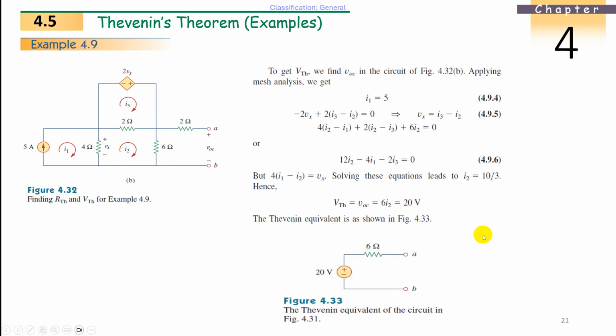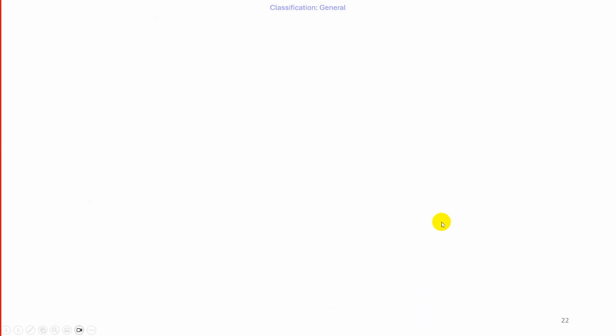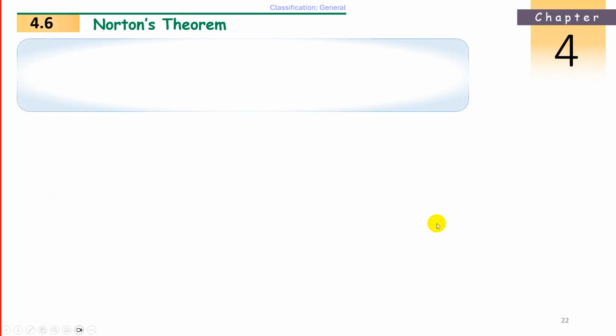Right. So this is the equivalent Thevenin's resistance and Thevenin's voltage source of the original circuit, which had one current source, a dependent voltage-controlled voltage source, and four resistances. So this is your equivalent circuit. Okay, so like this, we have to calculate the Thevenin's equivalent. Now go to Norton's.